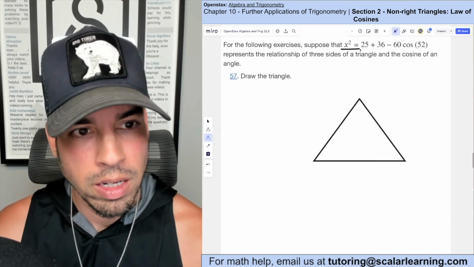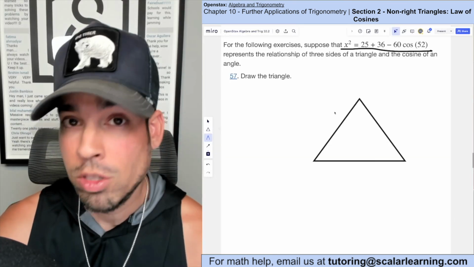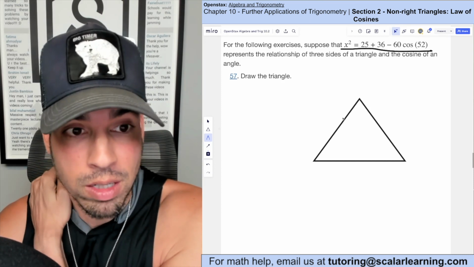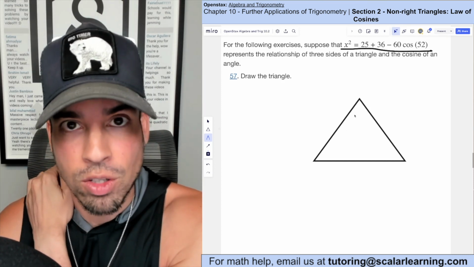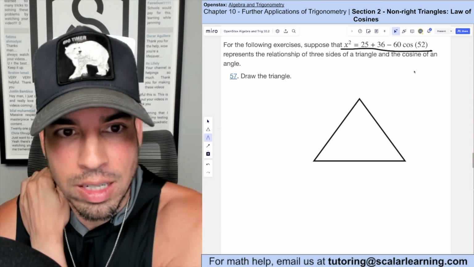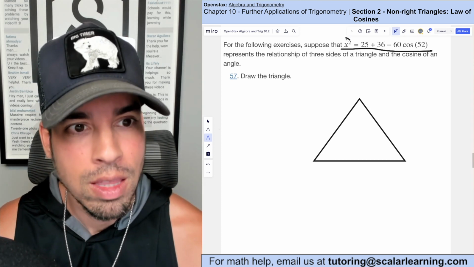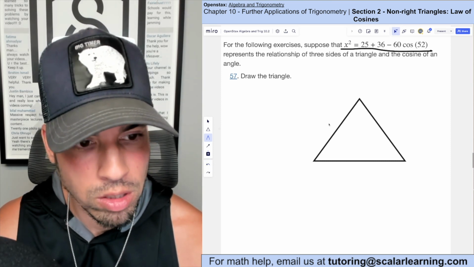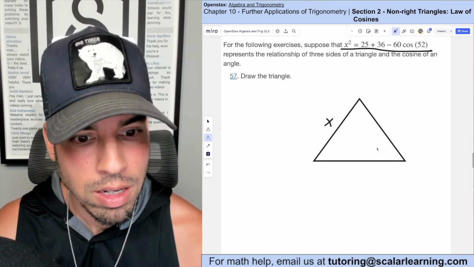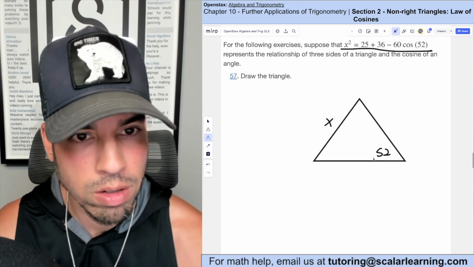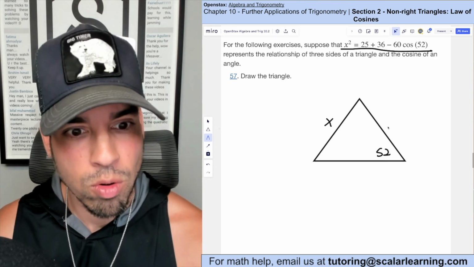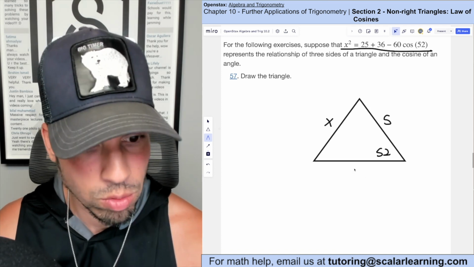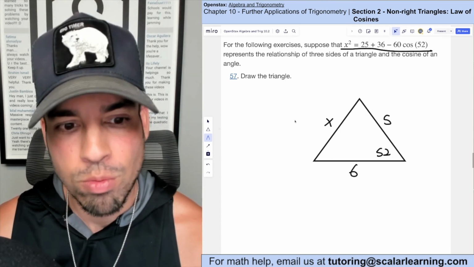So for this one, it's relating to this equation, and it wants us to draw a triangle that represents that equation. Now, I'm not drawing it to scale because I'm just sort of putting in the values, but I'm not going to try and get it perfect. But the bottom line is this side is going to be opposite that angle. I know that from law of cosines. So I know that if this is x, the 52 degrees is going to go here. And then the other two sides in no particular order are going to be the square root of 25, which is 5, and the square root of 36, which is 6. That's how you put it together.